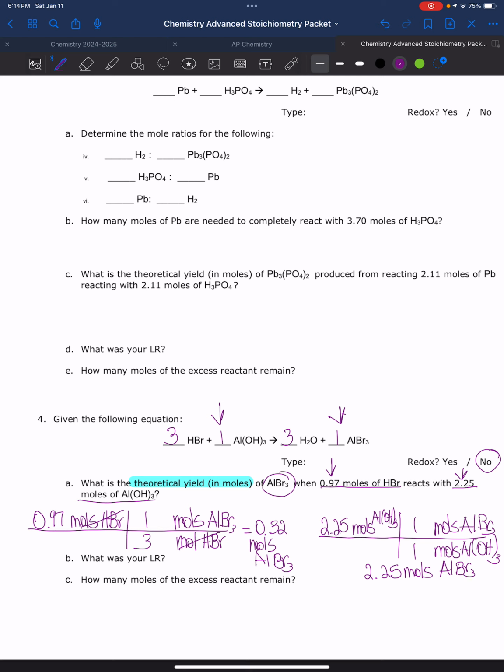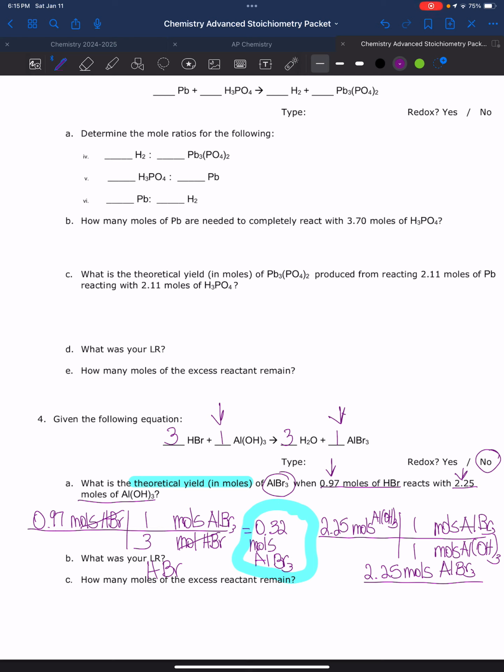So I have two numbers. The question is, which one do I actually make? Well, I hope you remember that we always make the smaller of the two numbers. So I would actually make 0.32 moles of aluminum bromide because I run out of HBr first. So my HBr is my limiting reactant. My excess reactant is my aluminum hydroxide. And now I have to figure out, well, how much remains? Because I had enough aluminum hydroxide to make this 2.25 moles of aluminum bromide, but I only made 0.32 moles.